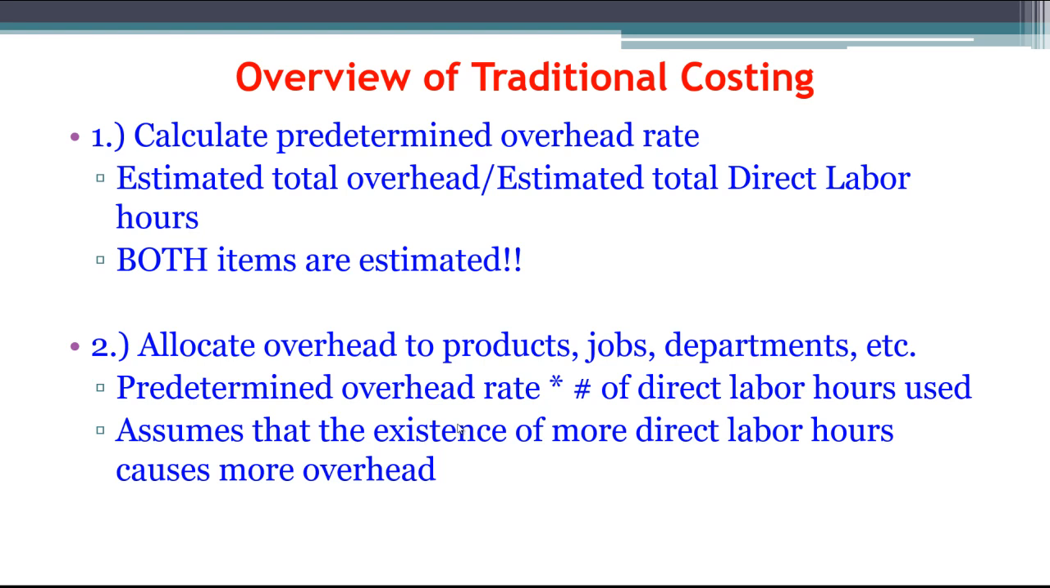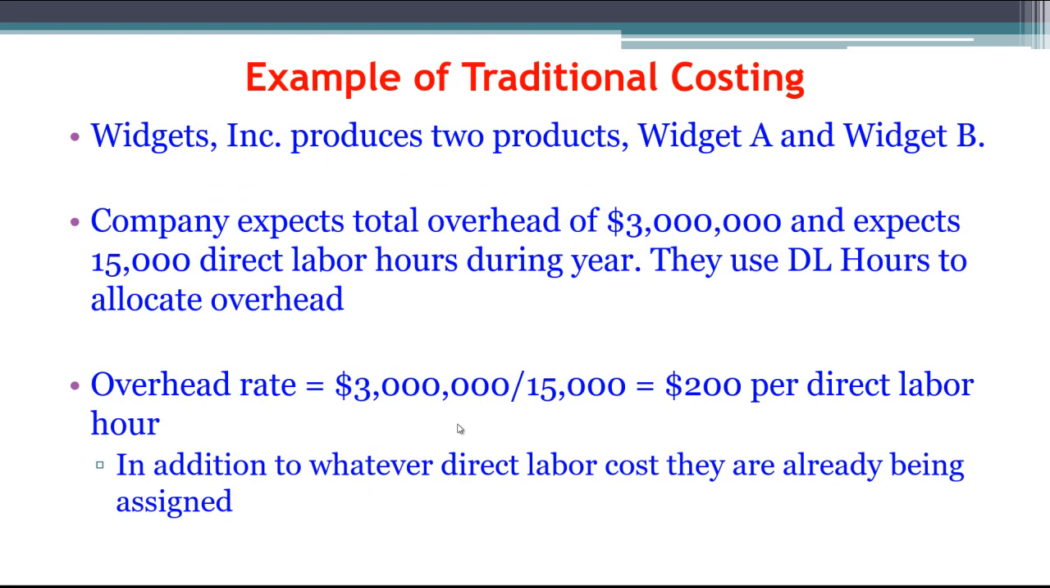And again, the big thing here, it's an overly simplistic system because it assumes that the existence of more direct labor hours also means that that particular product should have more overhead. And that assumption is just not always true. Overhead is not necessarily driven by direct labor. Some of it may be more aptly driven by machine hours, but there might be a lot of other things that explain the overhead. So let's take a look at two simple examples.